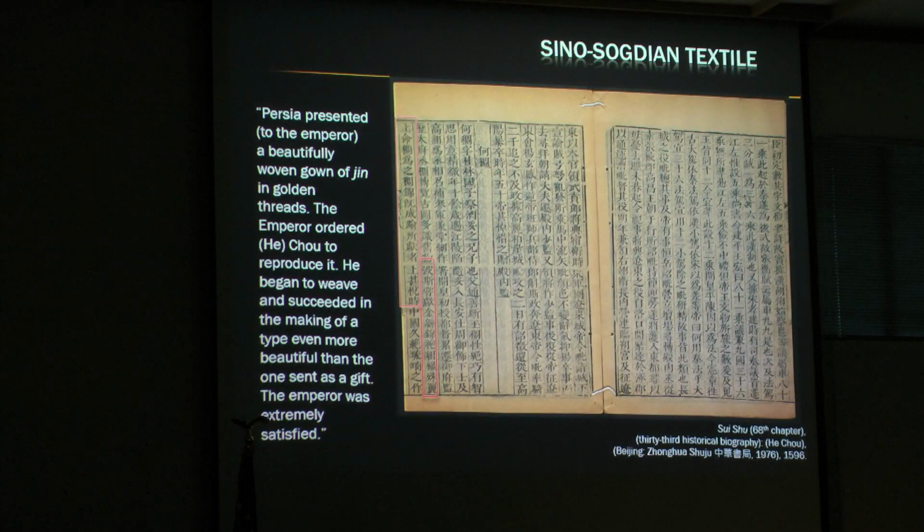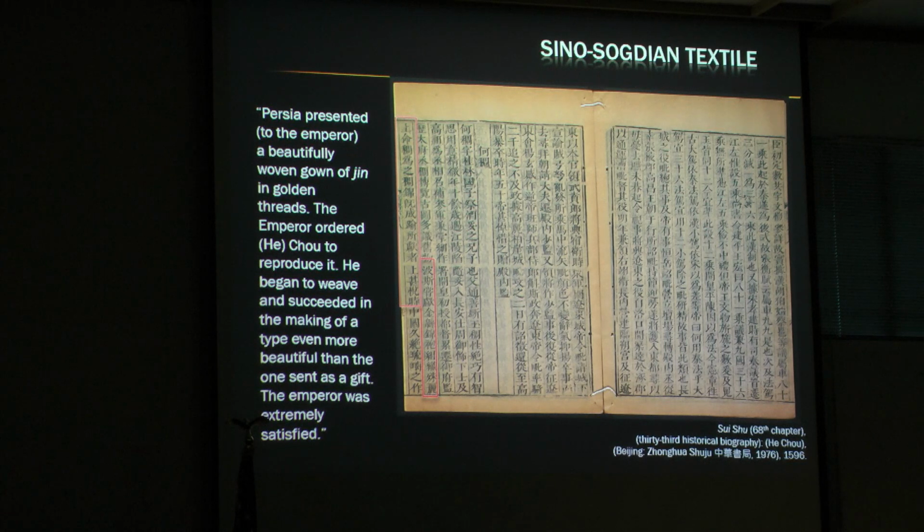It is likely, indeed, that through the Sogdian people, the middlemen or the merchants of the Silk Road, the Chinese acquired textiles from the Eastern Roman Empire or from the Sassanian Empire that was its neighbor. And we can read in the 68th chapter of the Sui Shu, or the history of the Sui dynasty, and I quote, "Persia presented to the emperor a beautifully woven gown of jin in golden thread. The emperor ordered Hecho to reproduce it. He began to weave and succeeded in making a type even more beautiful than the one sent as a gift. The emperor was extremely satisfied," end of quote.